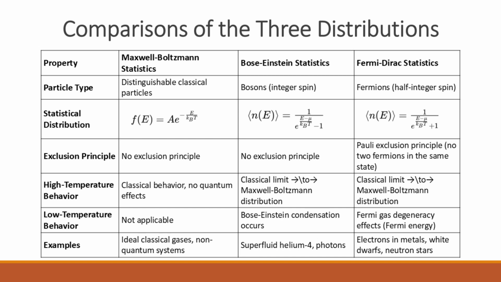Bose-Einstein applies to bosons, which can share the same state, and Fermi-Dirac applies to fermions, which cannot share the same state. At high temperatures, all distributions behave classically, while at low temperatures, unique quantum effects like Bose-Einstein condensation for bosons and Fermi gas degeneracy for fermions become significant.